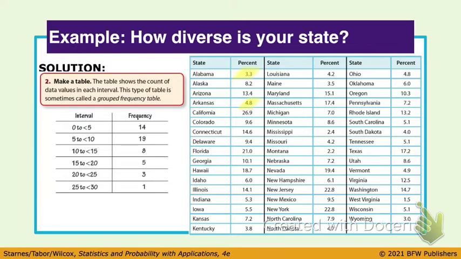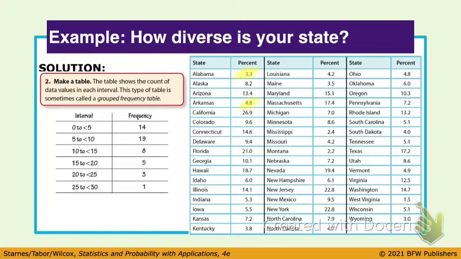And then 5 to just less than 10, so 9.9, there was 19 of those. 10 to 14.9, there was 8 of those. 15 to just less than 20, so 19.9, there was 5 of those. And then 20 to 24.9, there was 3 of those. And then 25 to 29.9, there was 1 of those. So you're going to want to make sure that you have that table somewhere on your paper. That way you can see where we got the numbers that we're going to use.